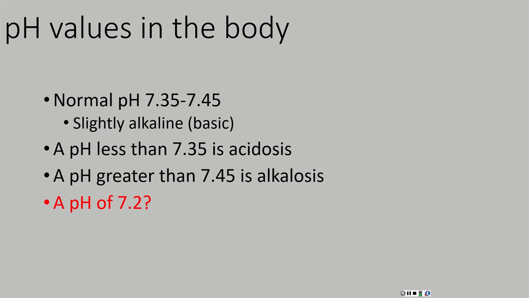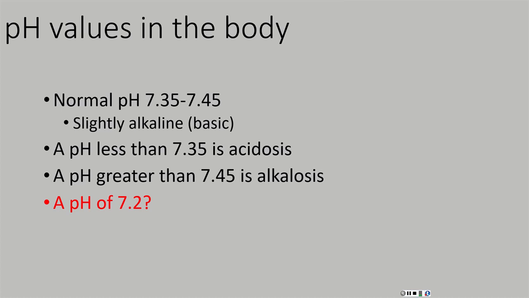You do need to know the normal pH, and it runs from 7.35 to 7.45. And that means our body is slightly alkaline, slightly basic, when everything is functioning correctly. Everyone seems to come in thinking that since 7 is pH neutral, our body is pH 7, that our body is neutral, and that's not the case. We are naturally slightly alkaline.